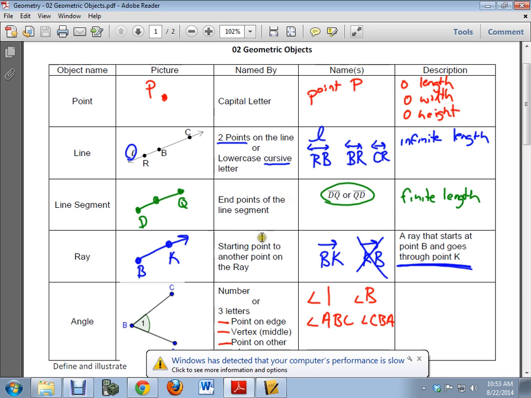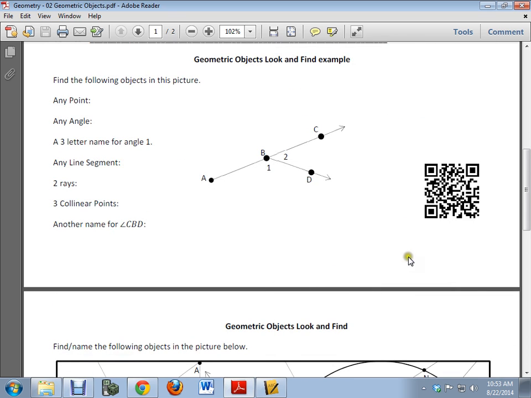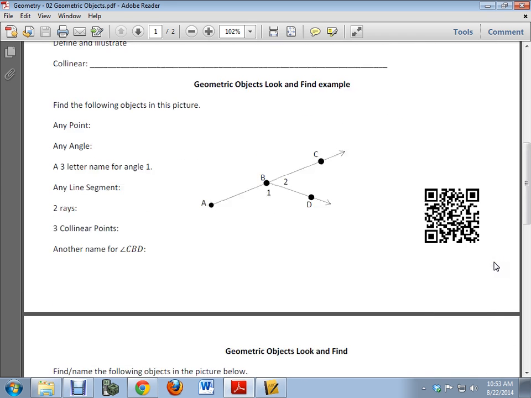Now, on the lower part of this page, we have finding geometric objects in a picture. This is a very simple example of finding geometric objects. There's one definition that we're going to need to know for this, which is this word collinear. We have it up at the top. Collinear just means that the points are contained by a line. So, for instance, these 3 points would be collinear because I could draw a straight line going through those 3 points. Any points that are in a line are considered collinear.